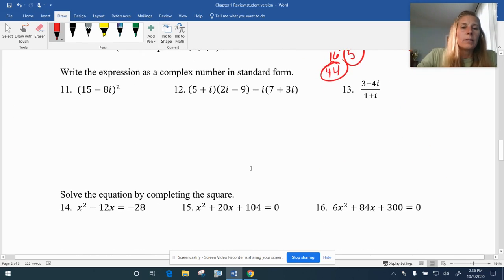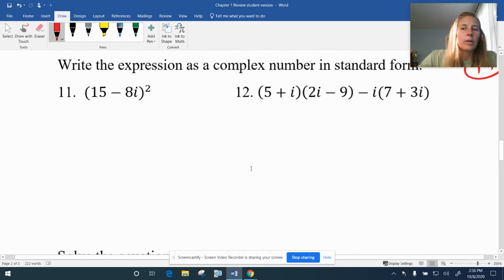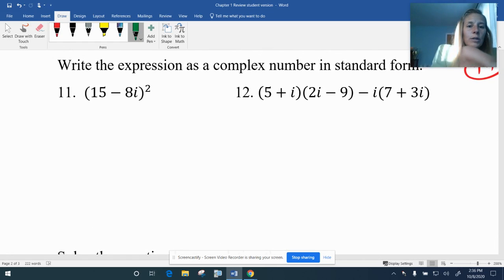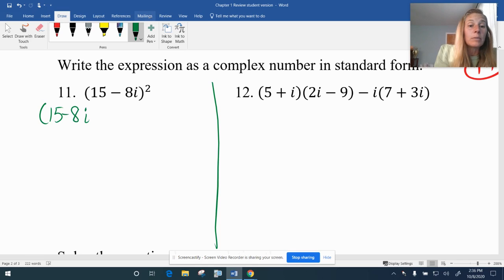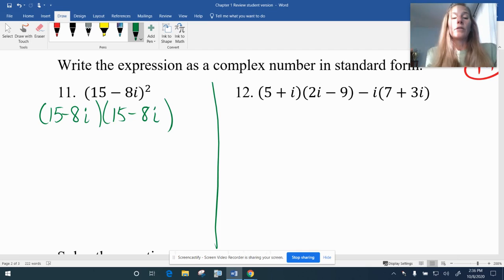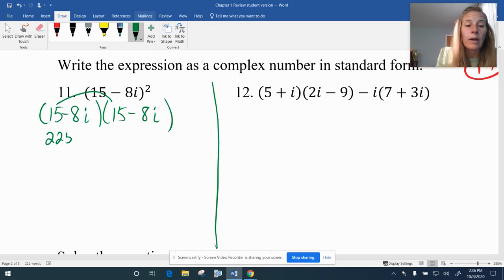Okay, so writing the expression as a complex number in standard form. For number 11 here, we're really going to have to write this binomial 2 times. And then you would distribute, or FOIL as they say, to work this all out and find the product here. So 15 times 15 is 225. Then we have minus 120i and another minus 120i.